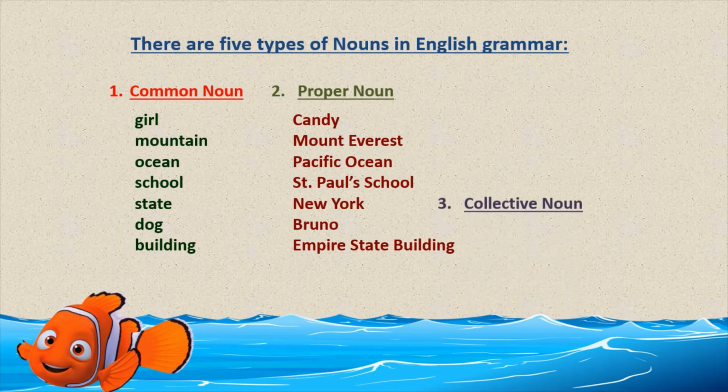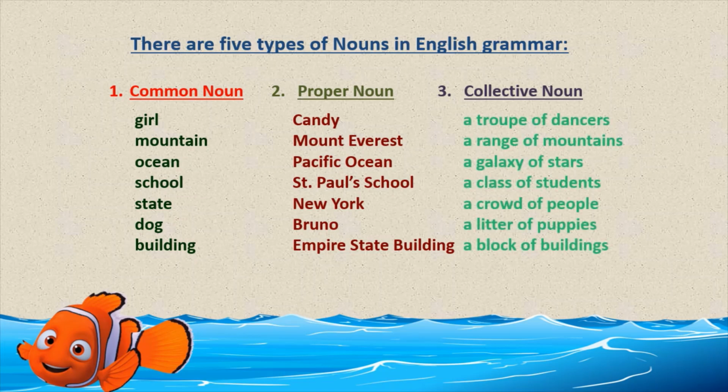The third type of noun is collective noun. Collective noun is a noun which is used to refer to a group of things. For example, a troop of dancers, a range of mountains, a galaxy of stars, a class of students, a crowd of people, a litter of puppies, a block of buildings, and so on.